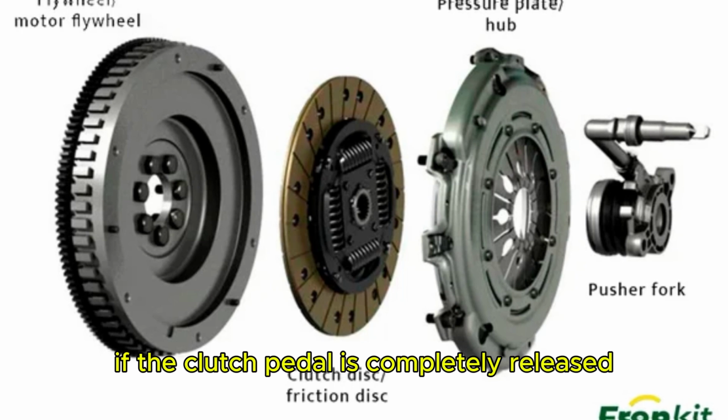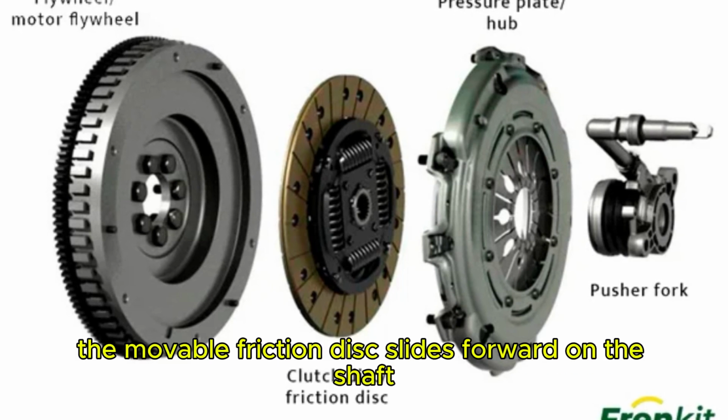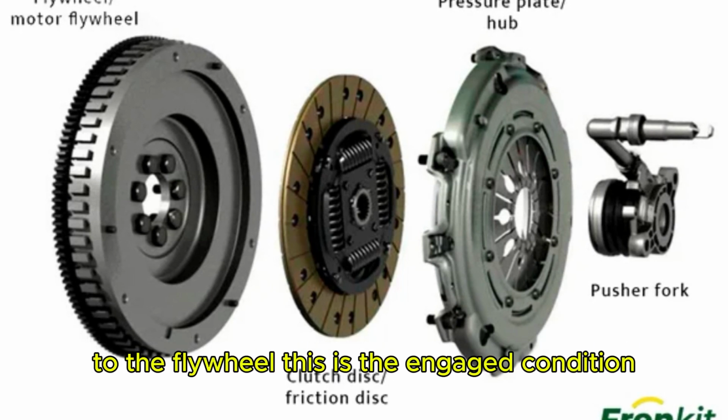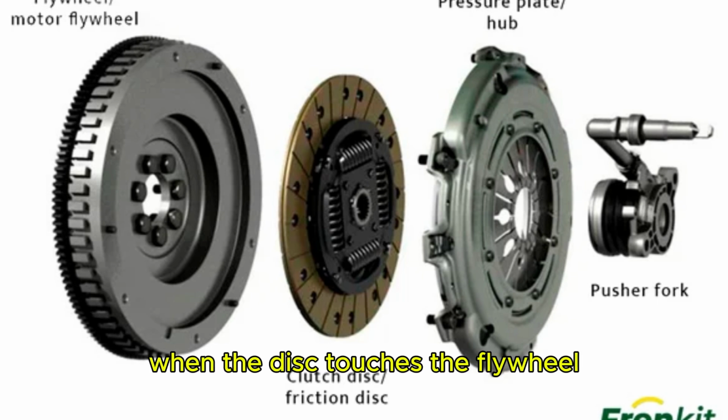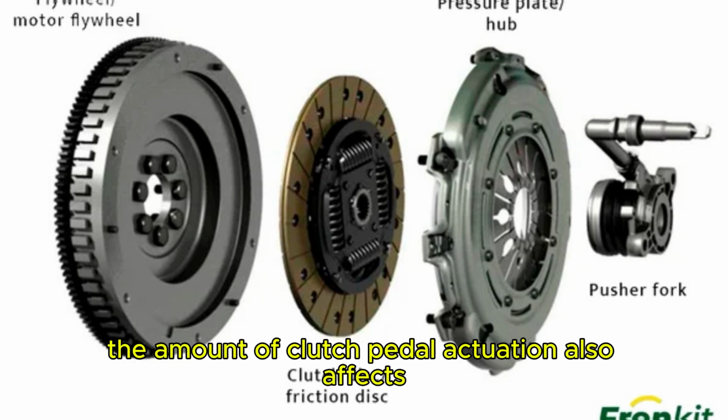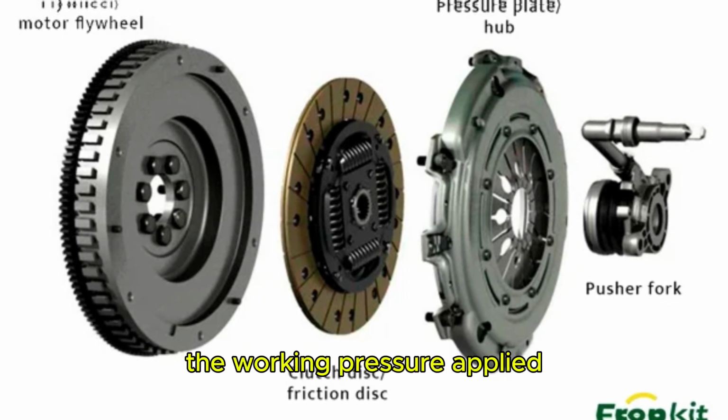If the clutch pedal is completely released, the movable friction disc slides forward on the shaft to the flywheel. This is the engaged condition when the disc touches the flywheel. The amount of clutch pedal actuation also affects the working pressure applied.